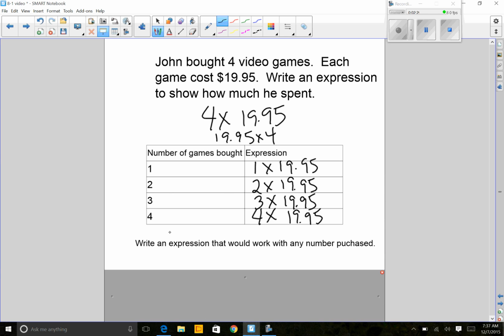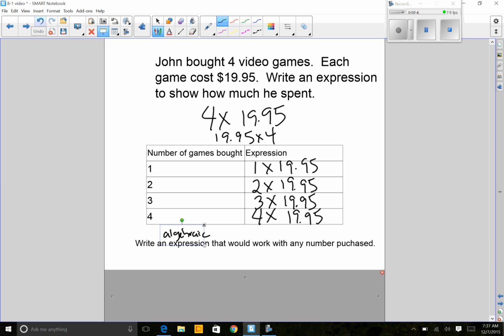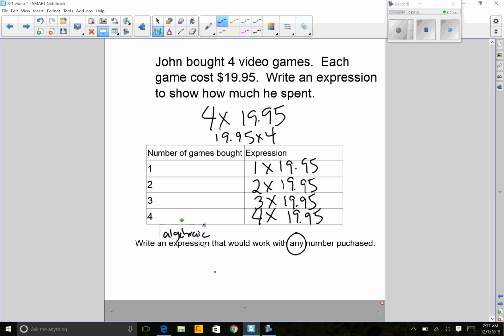Now, our question is, if you were going to write an algebraic expression that would work with any number of purchases. If we go back to our definition, it has to have at least one variable and one operation. So for any number purchased, not just 1 or 2 or 5 or 6, I'm going to use n for my variable. It would be n times 19.95. That would work for 5, for 6, for 20, for 100. You just substitute whatever number of video games purchased for that n. So 3 times 19.95 would be for 3. If you bought 7, it would be 7 times 19.95. But to make a generic expression that would work for any number purchased, it would be n times 19.95.